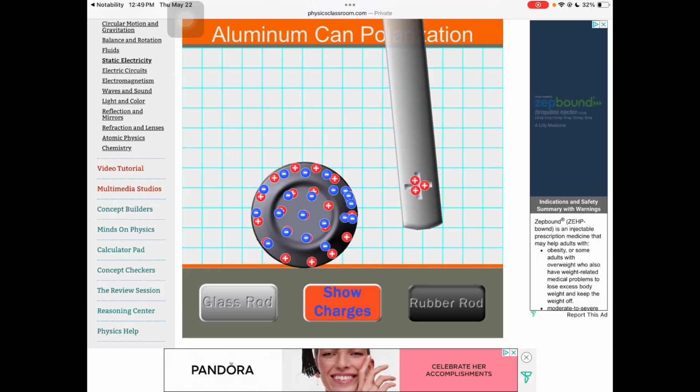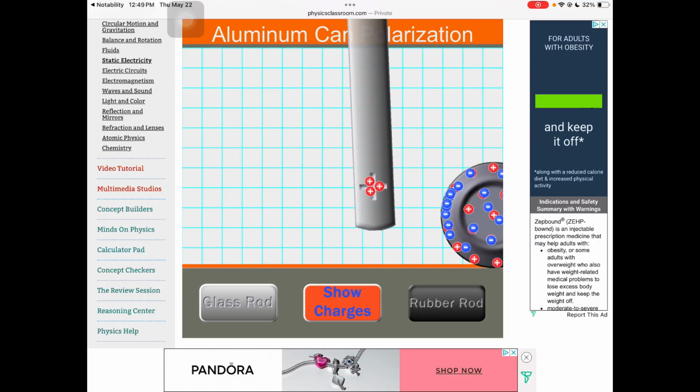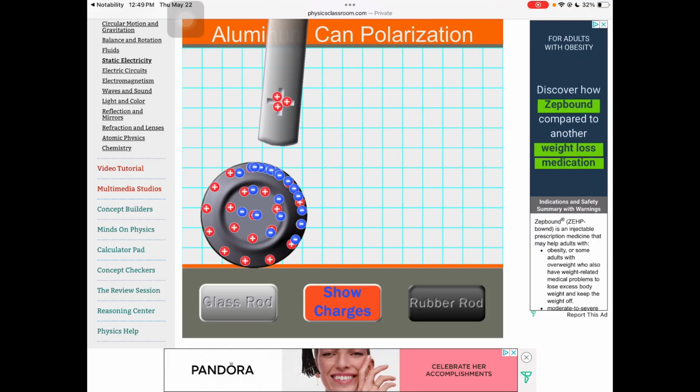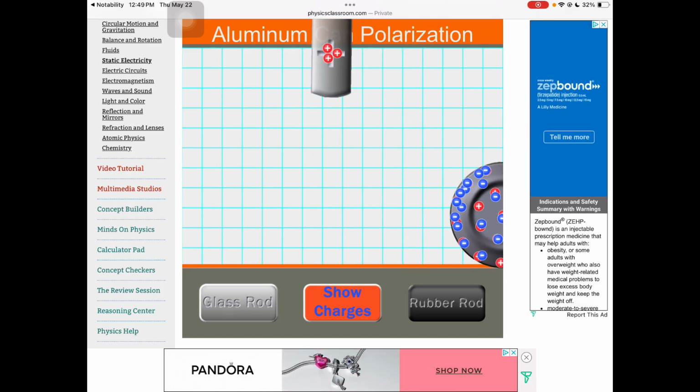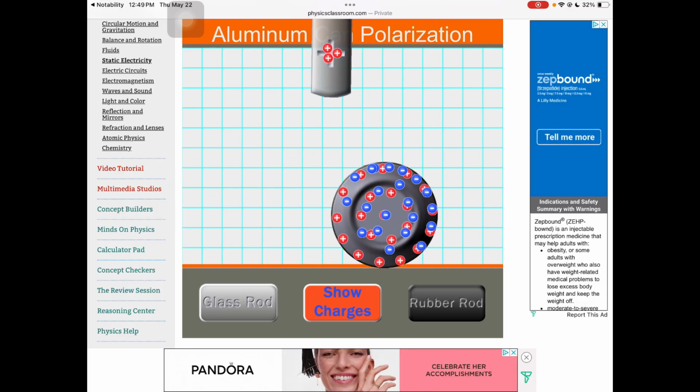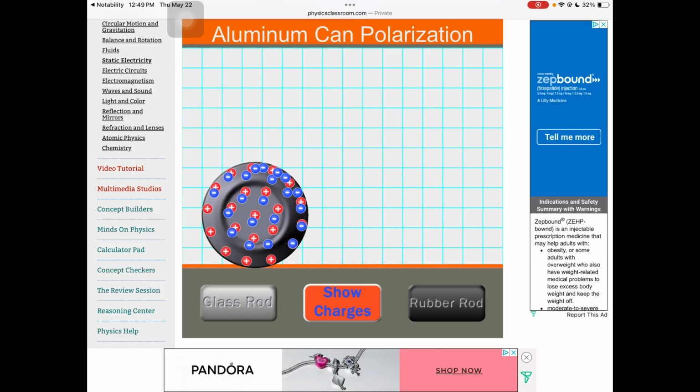Here, let's switch to our positive. The negatives, the ones that are attracted, are closer. The positives, the ones that are repelled, are on average further away. So overall, since that attractive force is closer, it's stronger, it's going to win out.